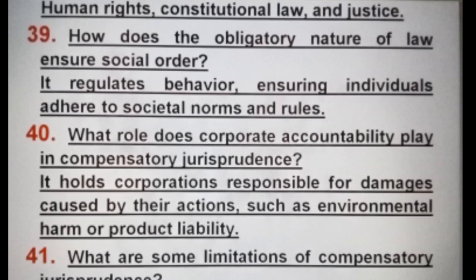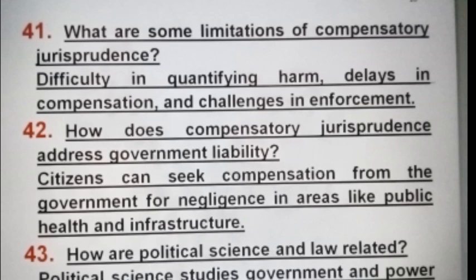What role does corporate accountability play in compensatory jurisprudence? It holds corporations responsible for damages caused by their actions, such as environmental harm or product liability. What are some limitations of compensatory jurisprudence? Difficulty in quantifying harm, delays in compensation, and challenges in enforcement. How does compensatory jurisprudence address government liability? Citizens can seek compensation from the government for negligence in areas like public health and infrastructure.